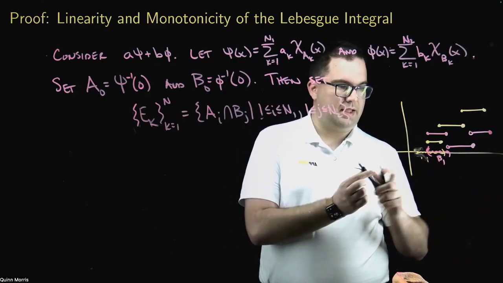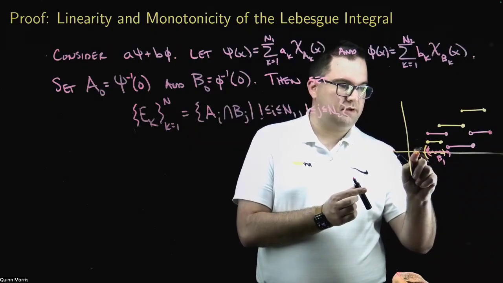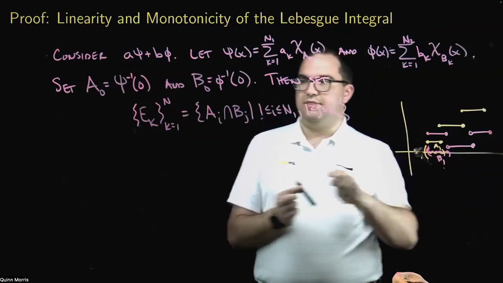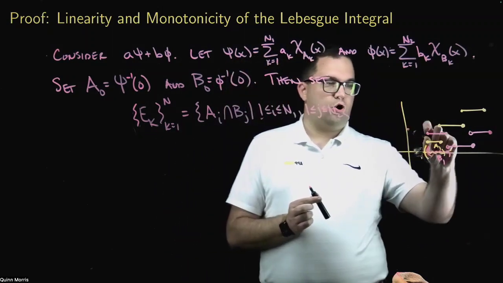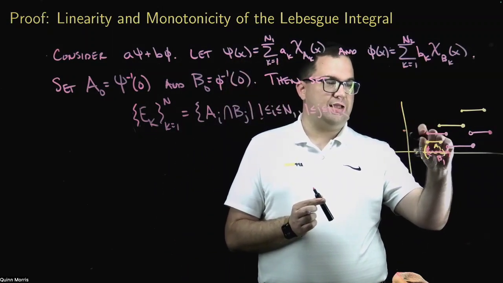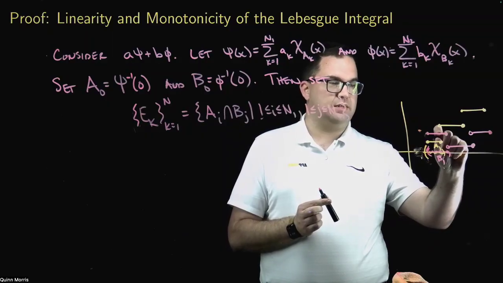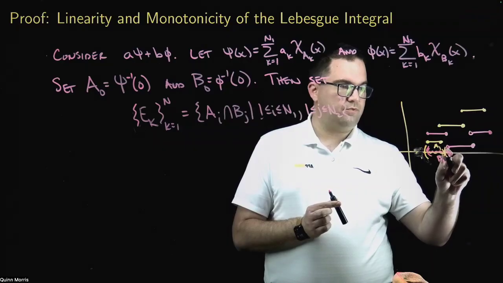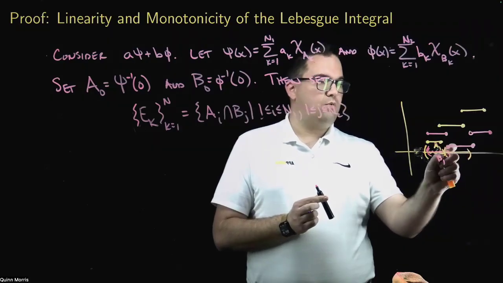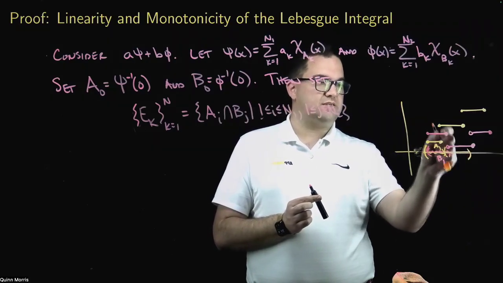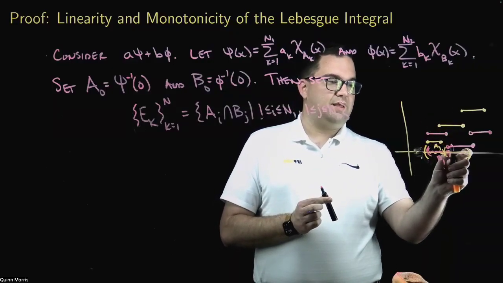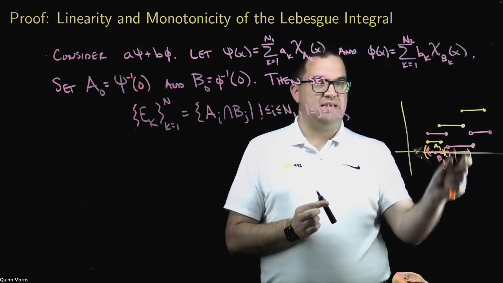So now my A1 set starts here. But I get A1 intersect B1, that's going to be my E1. On this little piece right here, A1 plus B1 will be constant. Now, of course, then I have A2, right? A2 starts here and goes over here. Well, A2 intersect B1 is going to be another place where my sum is going to be constant. But then I need to look at A2 intersect B2.